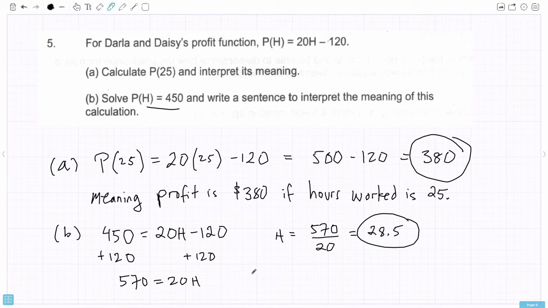Write a sentence to interpret the meaning. Now, the sentence would be: the profit is 450 if the hours worked is 28.5.